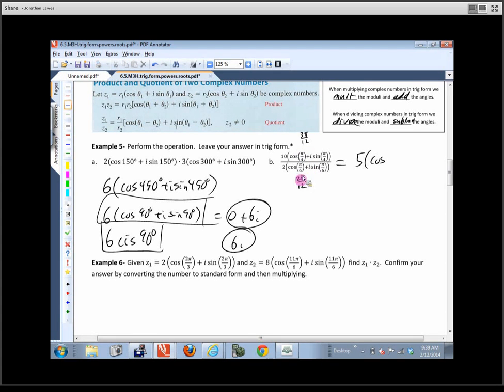And whichever one I'm dividing by, the one on the bottom, that's the one I subtract. So I'm going to take pi fourths, subtract pi sixths. 3 pi twelfths minus 2 pi twelfths, what do I get? Pi twelfths. There's the answer. It says leave it in trig form, so we're done right there. Okay?